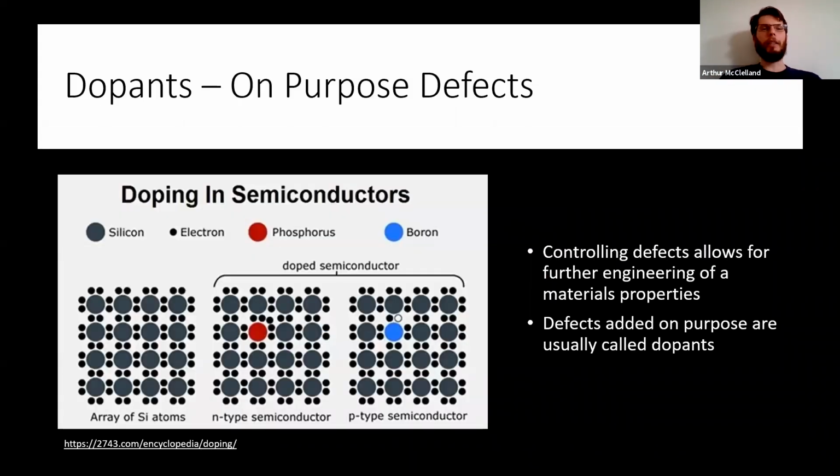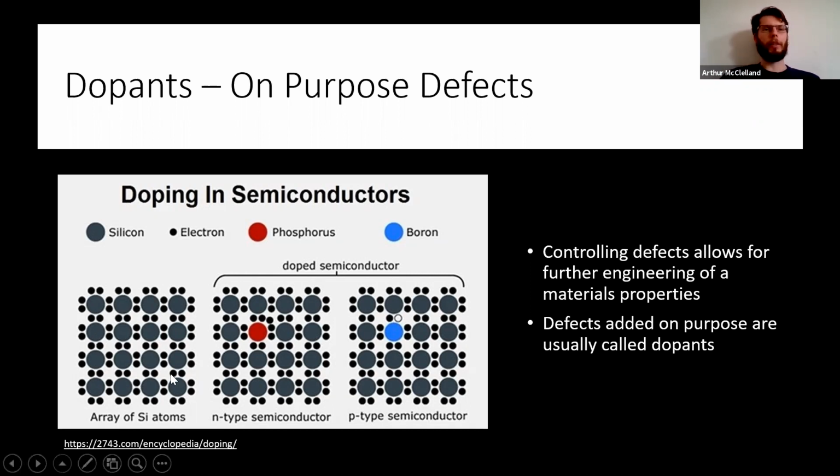So putting in defects on purpose is called doping. Dopants have been used in the semiconductor industry for a long time, and they're defects that are done on purpose. So controlling the defects allows us to further engineer a material's properties.